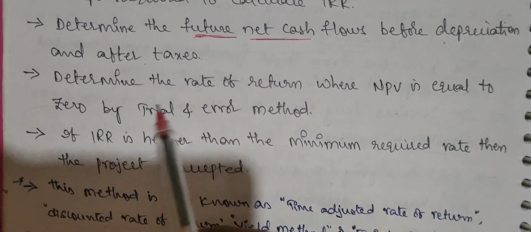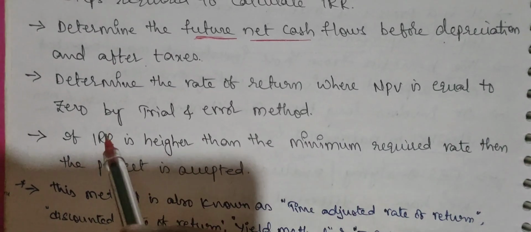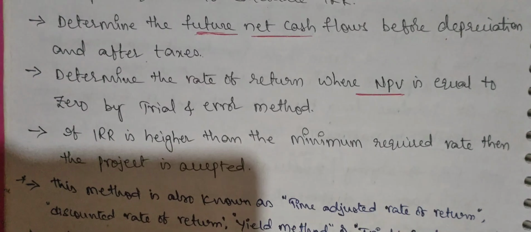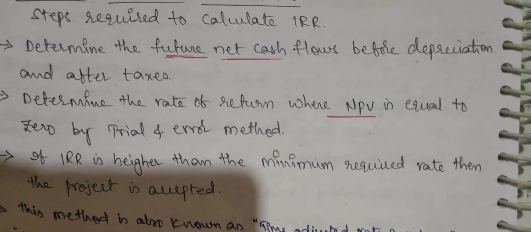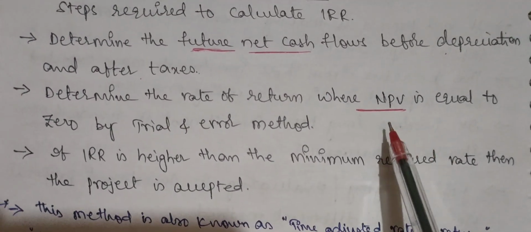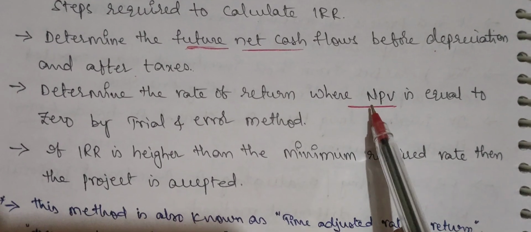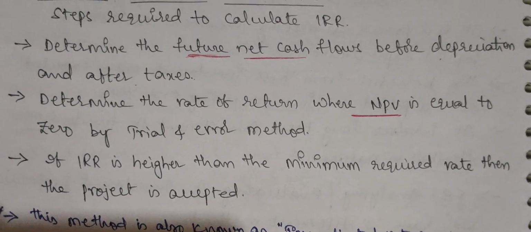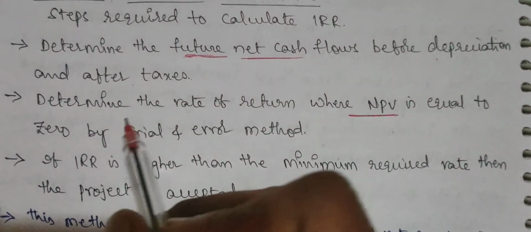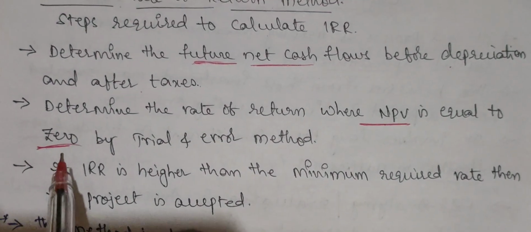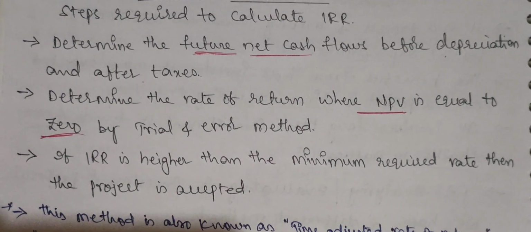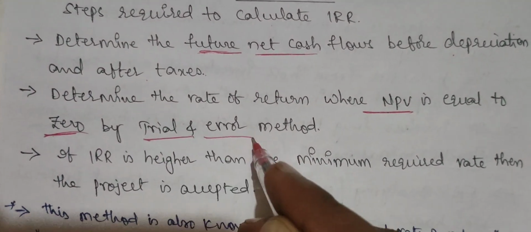Then next, determine the rate of return where NPV is equal to 0 by trial and error method. So here again we need to calculate the NPV, which is very important. Why do we need to calculate only NPV? Because with the help of NPV only we can determine the internal rate of return. So at what rate can the NPV become 0? For this we can use various discount rates by trial and error method.